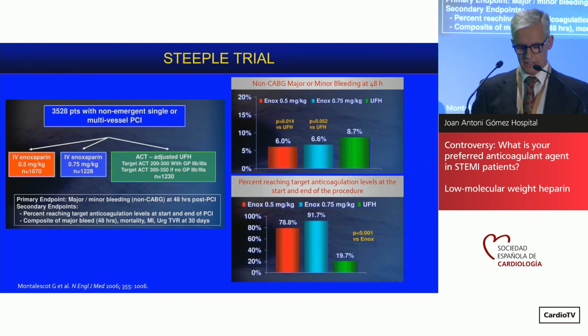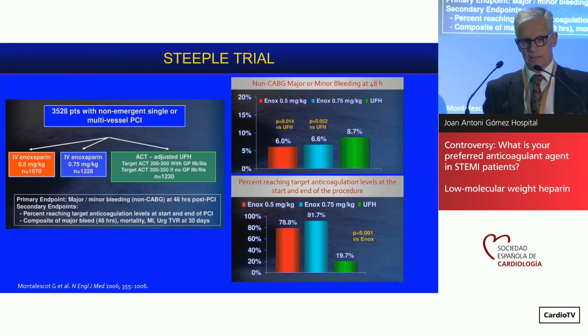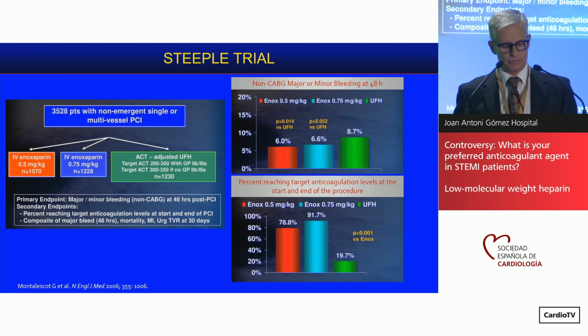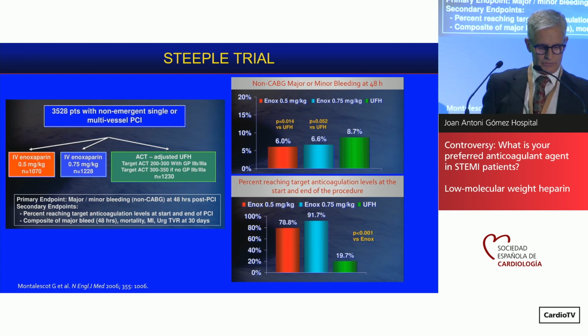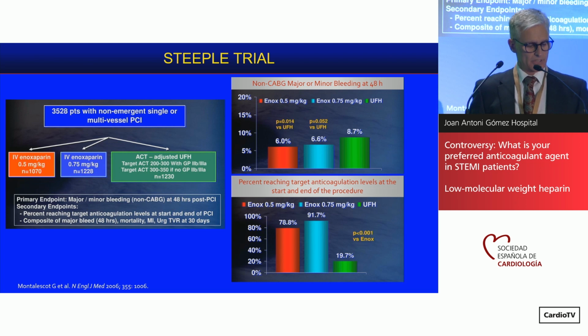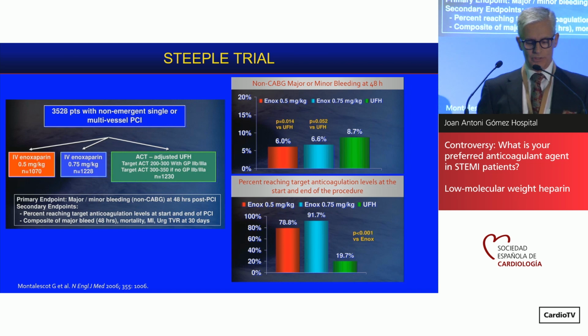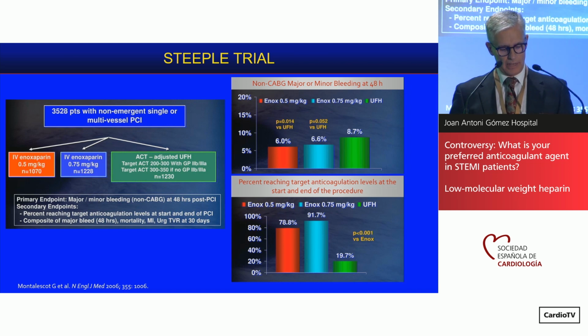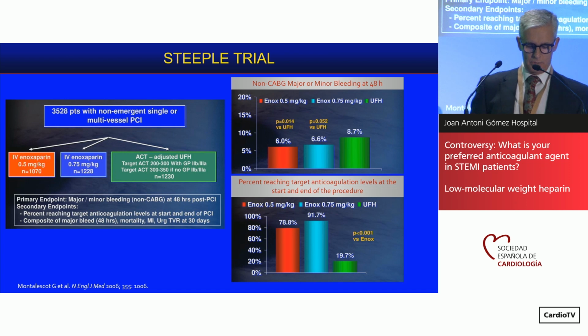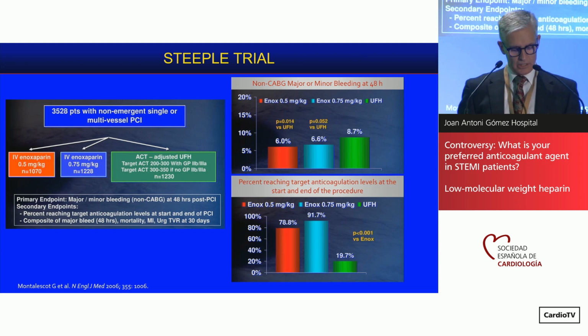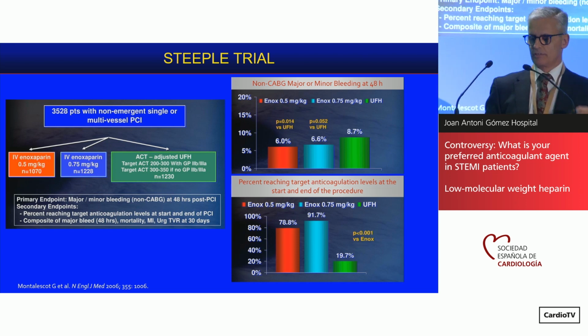So we talked about stable patients. The first randomized study was the STEEPLE trial that randomized more than 3,000 patients to 3 arms. They compared 2 different doses of intravenous enoxaparin, 0.5 milligram per kilo and 0.75 milligram per kilo, with an adjusted dose of unfractionated heparin, with or without GP2B3A inhibitors. The primary endpoint was the safety endpoint, major or minor non-CABG bleeding at 48 hours after PCI.